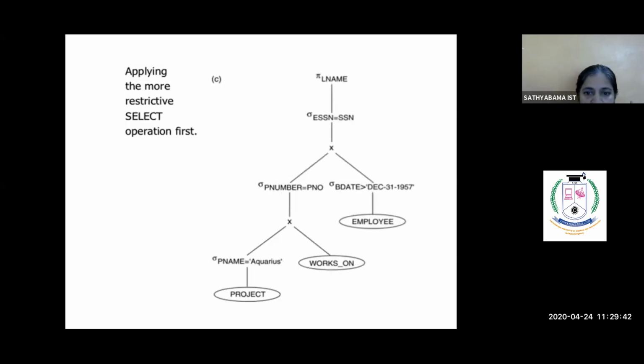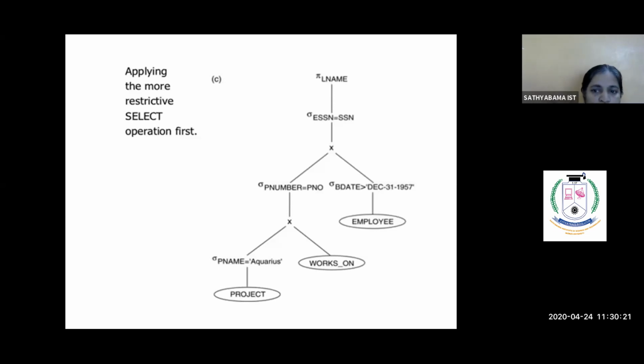The next query tree: we have used all of this, and still you can optimize further. This is another query tree. From the project table, you have selected only Aquarius, and instead of combining with employee table, you are combining with works on table now. And again from employee table birth date is being selected. Again these two tables are combined by using Cartesian product. So these are various query trees. In the previous example we combined project and employee. Now in this query tree, project and works on table are initially combined.